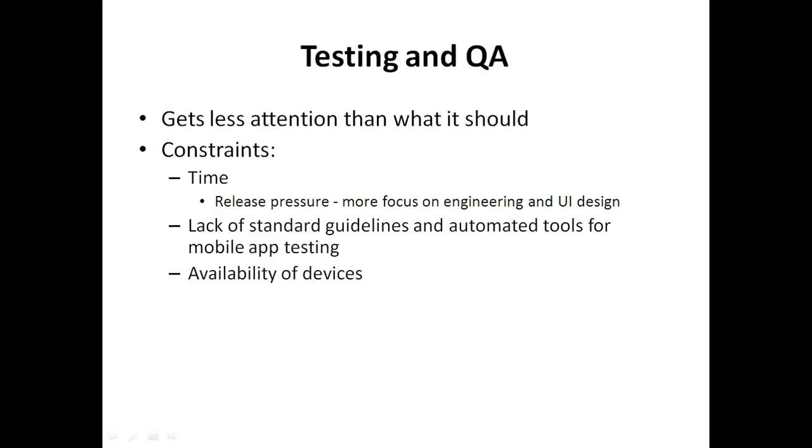So if we try to apply the traditional practices, we have a problem. And if we try to do just a sanity kind of testing, that's also a problem. So we need to find a middle way somewhere. Since there are no standard guidelines for mobile app testing, this is something you need to put thought into. And since we are constrained by time, we just don't do it. So it's a cycle, and eventually it's the quality of the app that suffers.